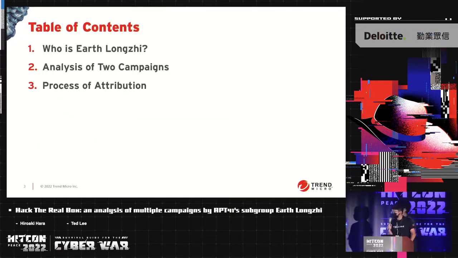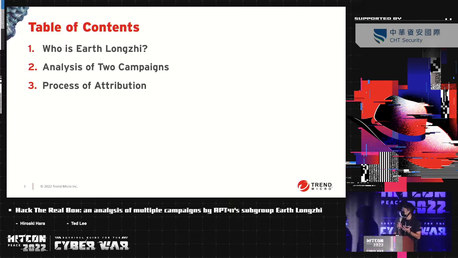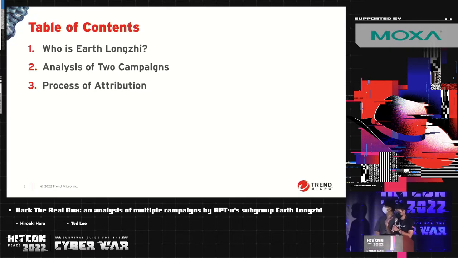Okay, so today's sharing will be in three parts. In the first part, we're talking about who Earth Longzhi is. The second part: when investigating Earth Longzhi, we found two campaigns in different time periods, so we will talk in more detail about these two campaigns. And the third one, we will introduce how we attribute this group as related to the APT41 groups.